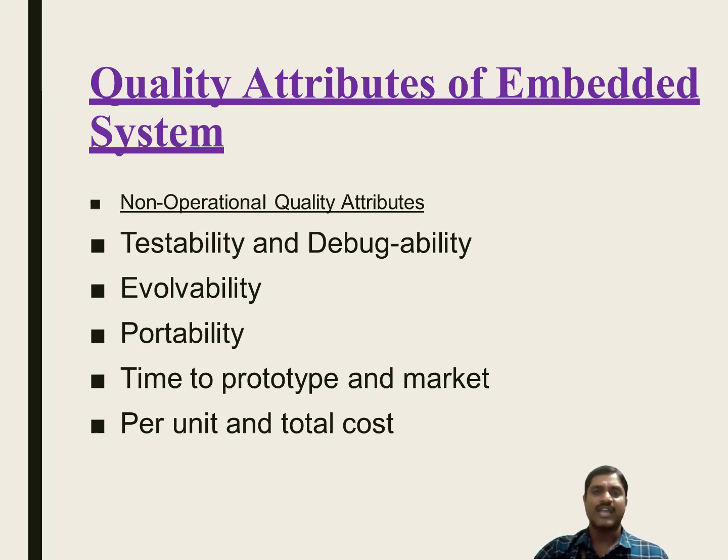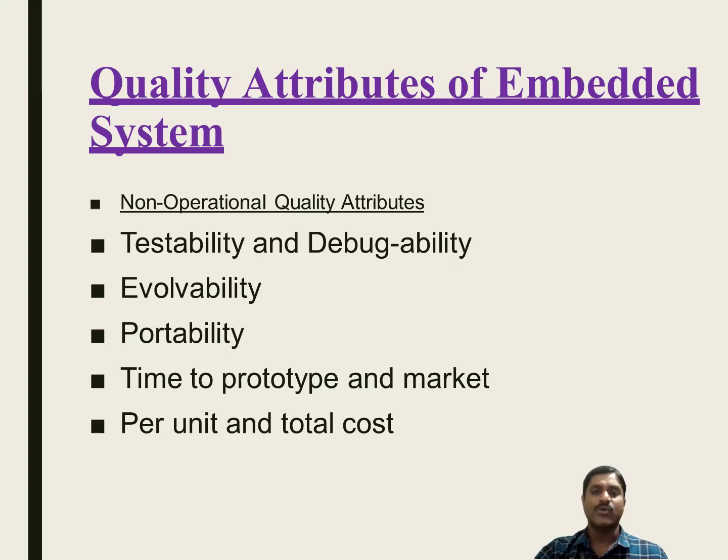So let's see, the first one is testability and debuggability of the non-operational quality attributes. So what do you mean by testability? The testability deals with how easily one can test the design, application, and by which means it can be done. And for an embedded system, the testability is applicable to both the embedded hardware and embedded software. So the embedded hardware testing ensures that the peripherals and the total hardware function in the desired manner, whereas the software testing ensures that the software is functioning in the expected way.